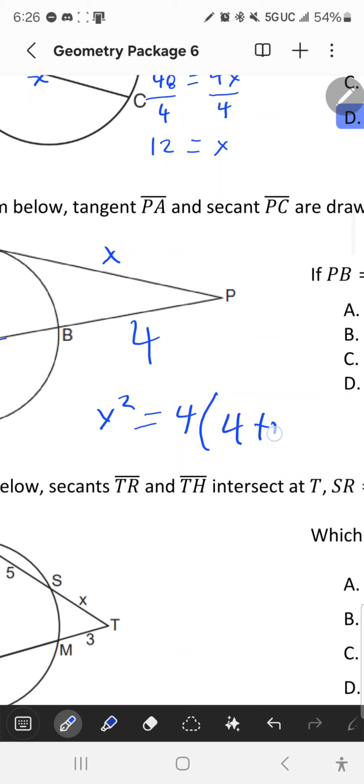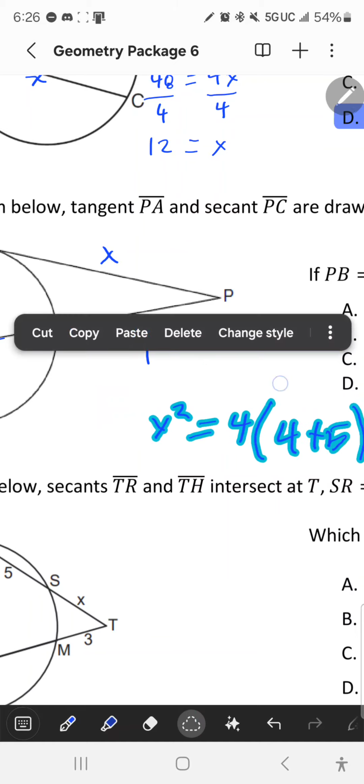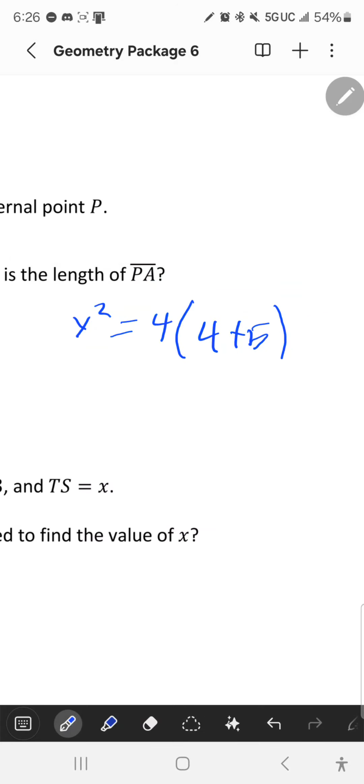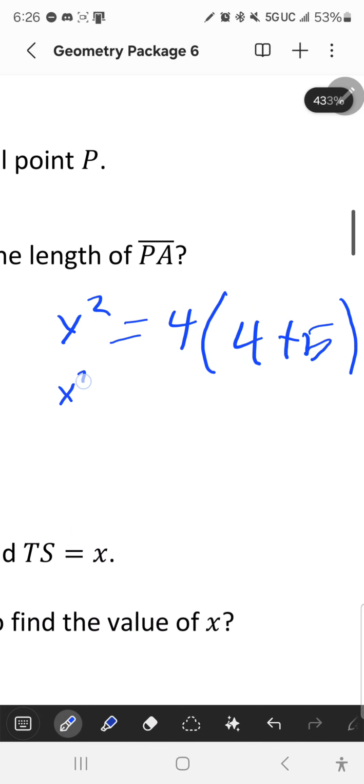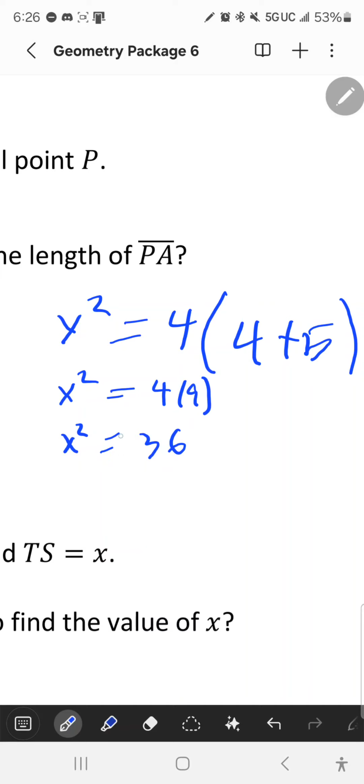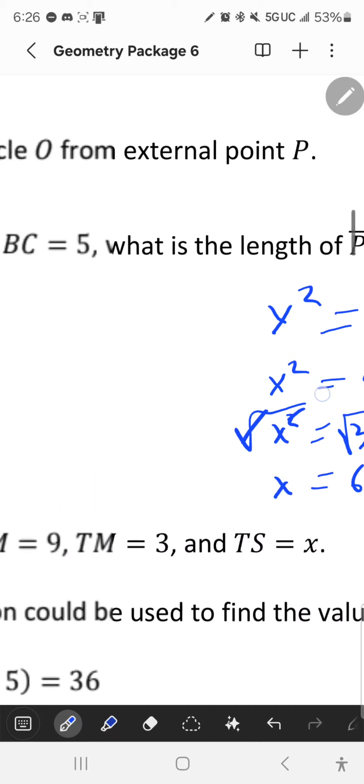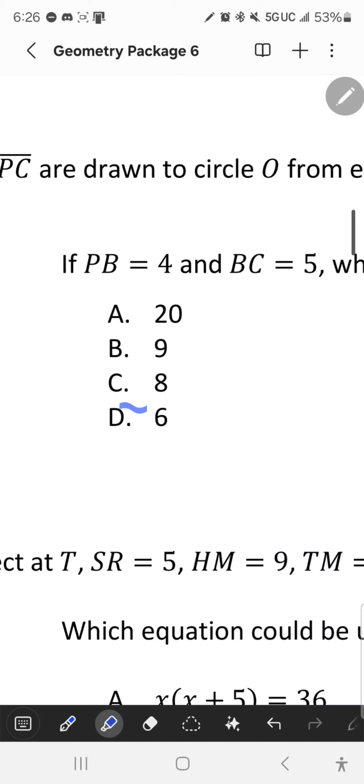Or I can say 4 plus 5, so you can get an idea about the theorem. Let me get it to the side. So x squared will be equal to 4 times 4 plus 5, which is 9. X squared equals 4 times 9, which is 36. And we do the square root of both sides, so this cancels. And x equals the square root of 36, which is 6. And again, D is our answer.